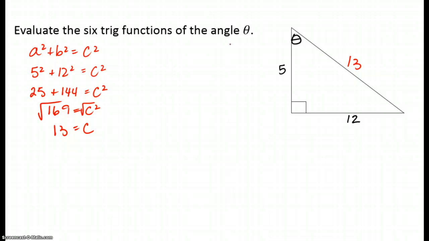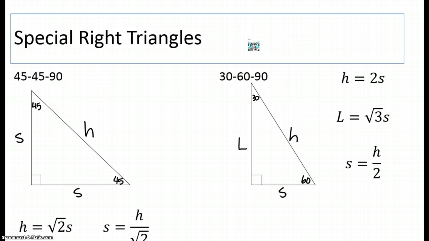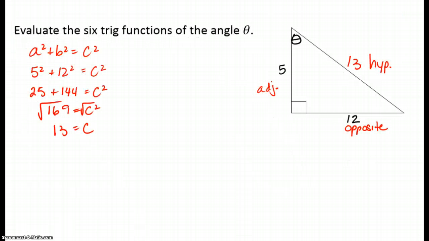Now before we identify our 6 trig functions, let's label these. So if this is my angle theta, imagine this is my eyeball, so looking across here at the 12, this would be my side opposite. Remember that the side touching the angle is always the adjacent. And then the hypotenuse is always opposite the right angle. So this is our hypotenuse.